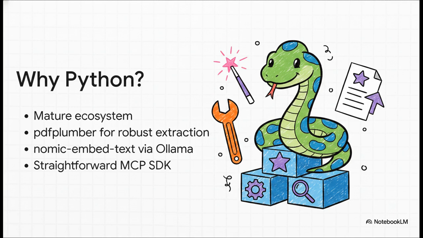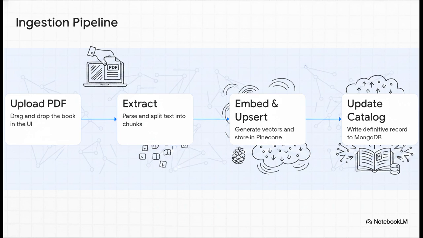an absolute breeze. And this architecture utilizes a really clean, resilient 6-step data ingestion pipeline. 1, you drag and drop a PDF in the UI. 2, the text is extracted. 3, it runs through a fixed size chunker with text overlap. 4, it generates 768 dimensional embeddings using Nomic embed text. 5, it batch upserts those vectors to Pinecone. And 6, it writes the definitive catalog entry into MongoDB.